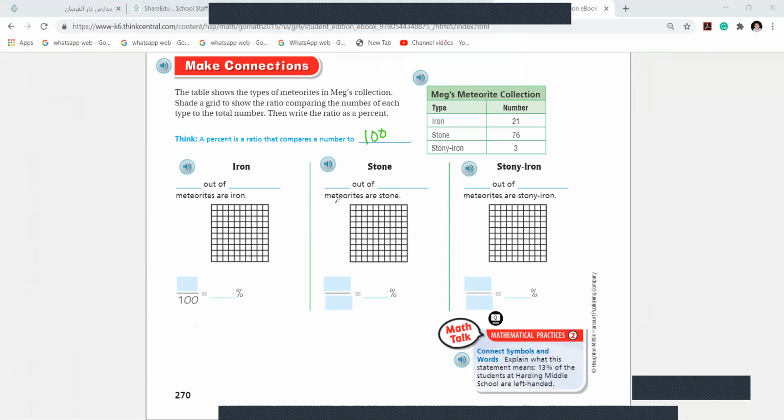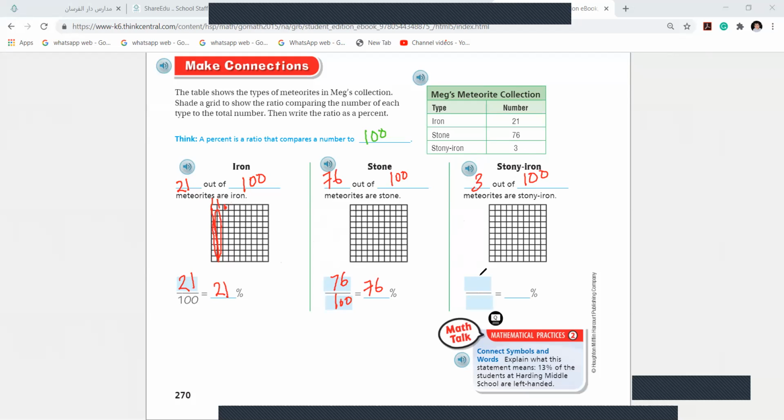You have 21 out of 100 for iron. For stone, you have 76 out of 100. For stony, you have 3 out of 100. Okay, you know how to do 21. I'm not shading for you girls. 2 lines, and then you just shade one. And then 76, okay? 7 lines and 6 pieces, and 76 out of 100.